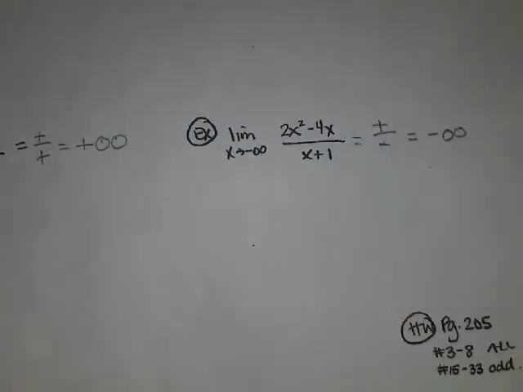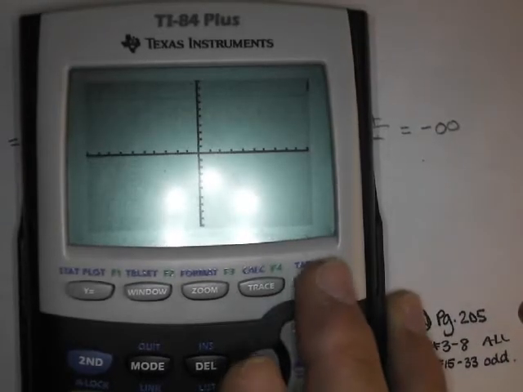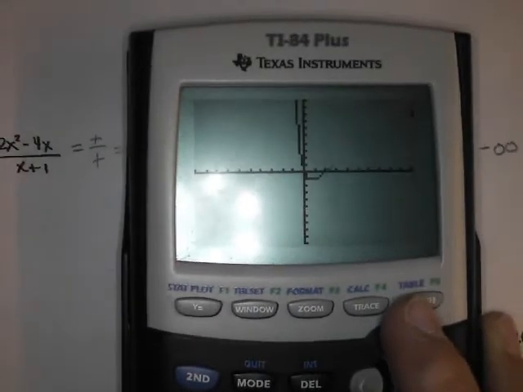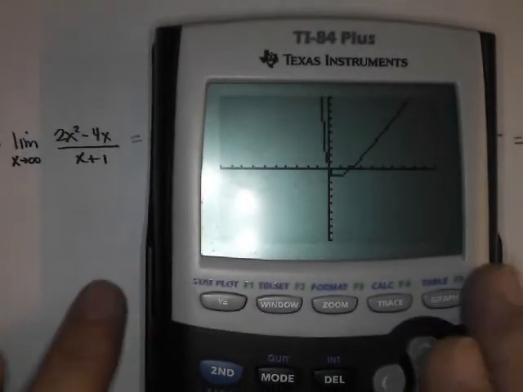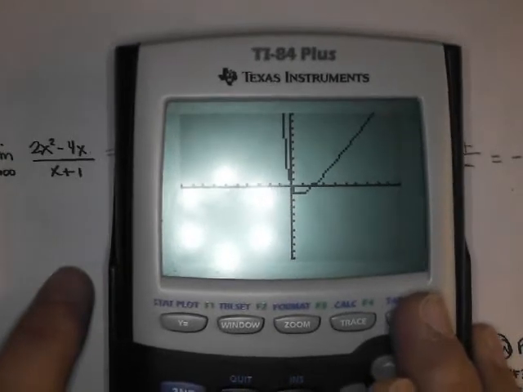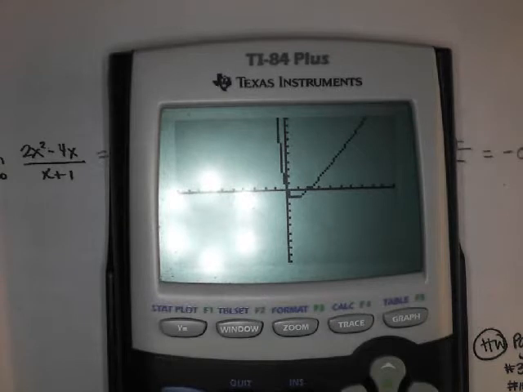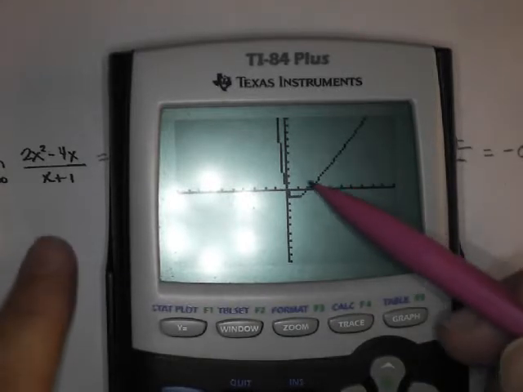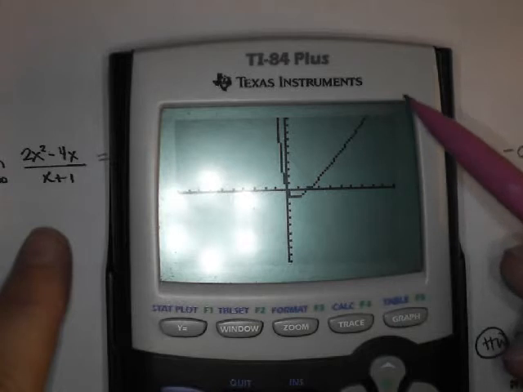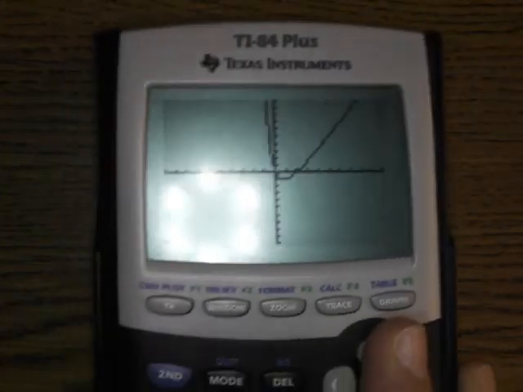2x squared minus 4x. Okay, so as x is approaching infinity, this is approaching infinity like we said, yes? Tell me why I'm not seeing what's happening as x approaches negative infinity. Yes, Jenna, there's an asymptote at negative 1.